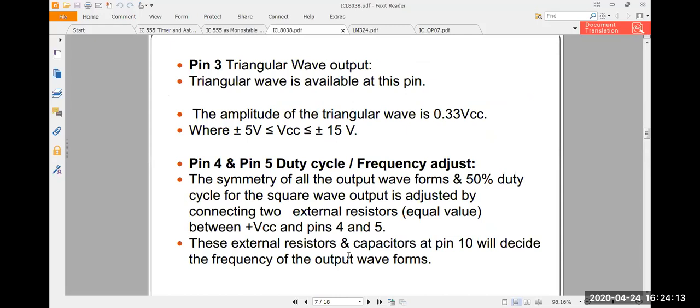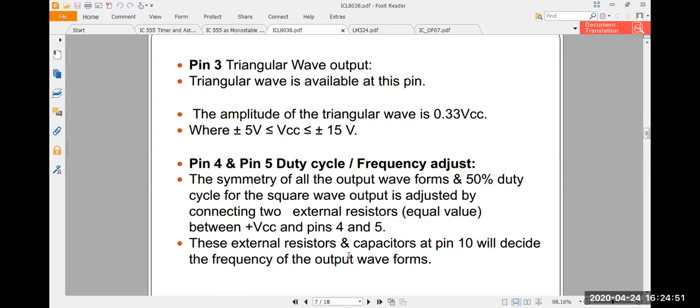So for 50% duty cycle, what do you mean by 50% duty cycle? That means T on time and T off time are the same. And if it is like that, then we have 50% duty cycle. So if it is a 50% duty cycle, then the symmetry of the waveform is always there. So for a 50% duty cycle square wave output, we need to connect external resistors of equal value between plus VCC and pin number 4 and 5.